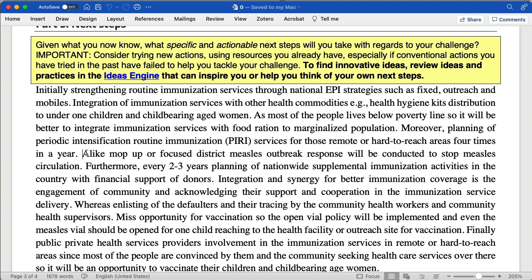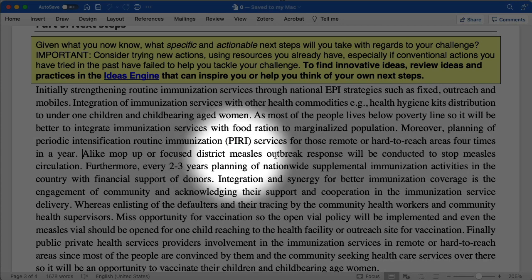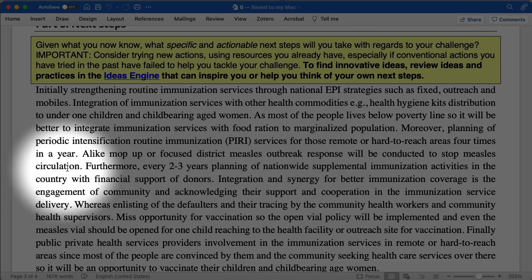Because if there have already been periodic intensification and routine immunization for those remote areas, why haven't they worked? Why were they stopped, if that was the case? So those are the kinds of questions. Mop-up or focus district measles outbreak response, to stop measles circulation.